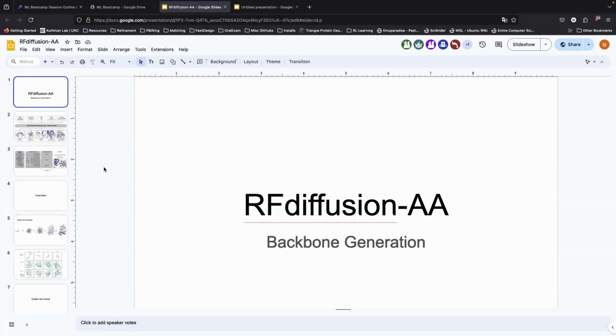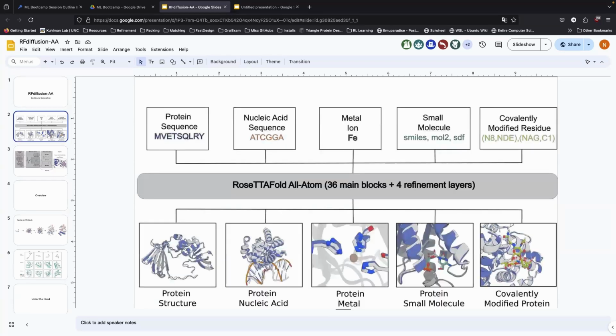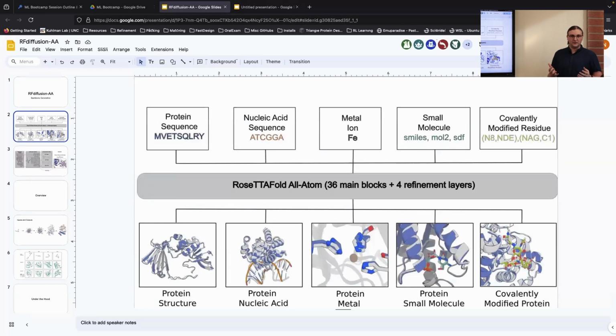We've already discussed RF diffusion. This is the next installment of the diffusion series: diffusion all atom. Just like RoseTTAFold diffusion was built on RoseTTAFold, all atom diffusion was built on RoseTTAFold all atom.